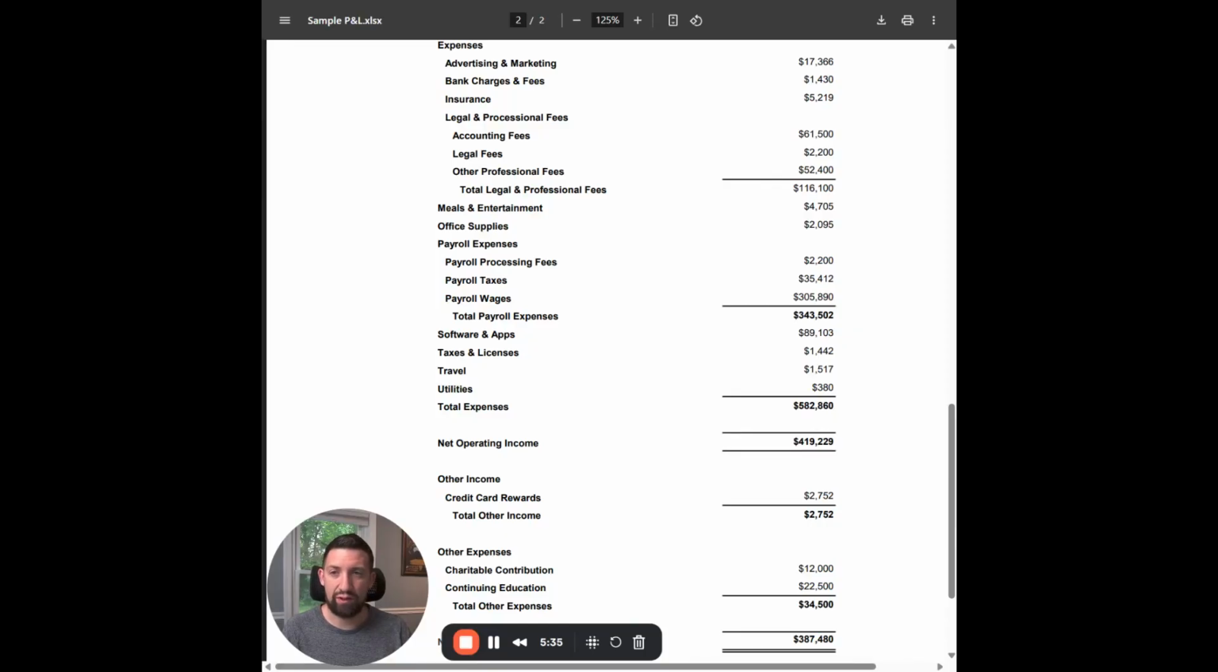This isn't just about bookkeeping, this is about strategy. Use your P&L to make smart decisions, price your services right, understand your margins, and keep your business healthy.